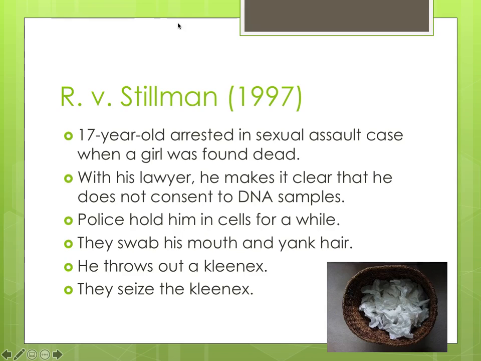So here's the story. There was a 17-year-old who was arrested in connection with a sexual assault where the girl was found dead. This girl had been raped and murdered. She had bite marks on her abdomen. And so because of the bite marks, because of the nature of this whole thing, the police were very, very motivated to try and get evidence from it. And they definitely wanted to get a bite sample from any suspect they might have. So they had this suspect, William Wayne Dale Stillman, in custody.